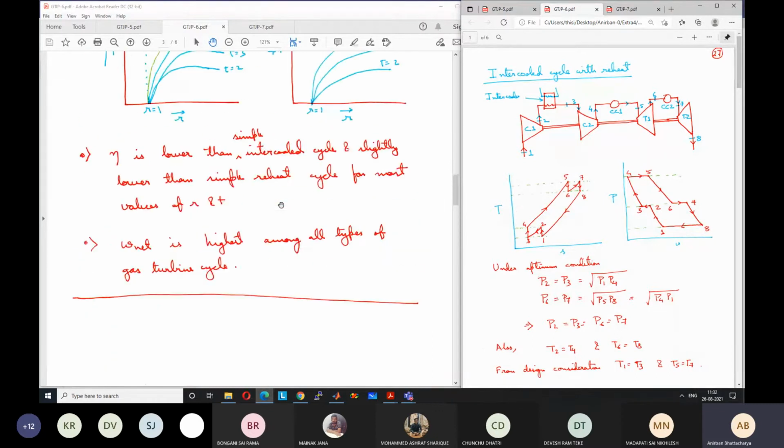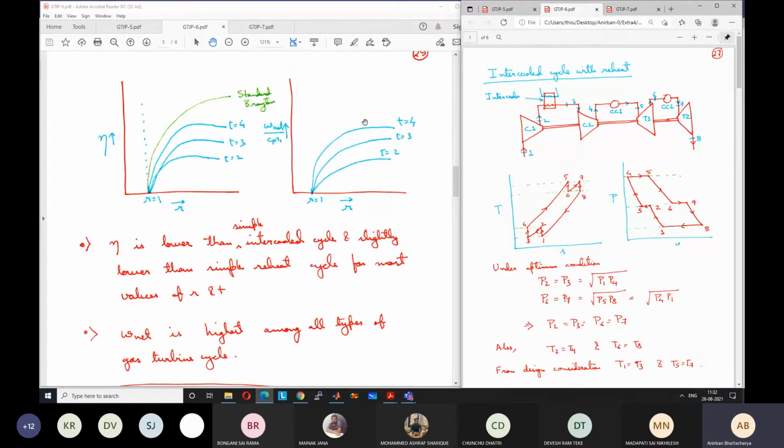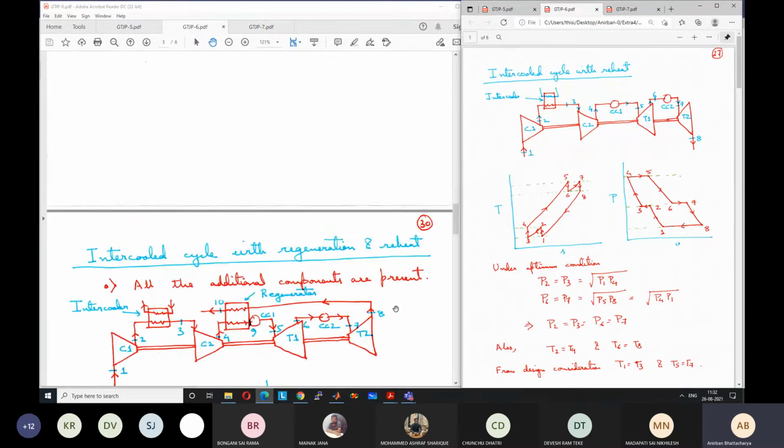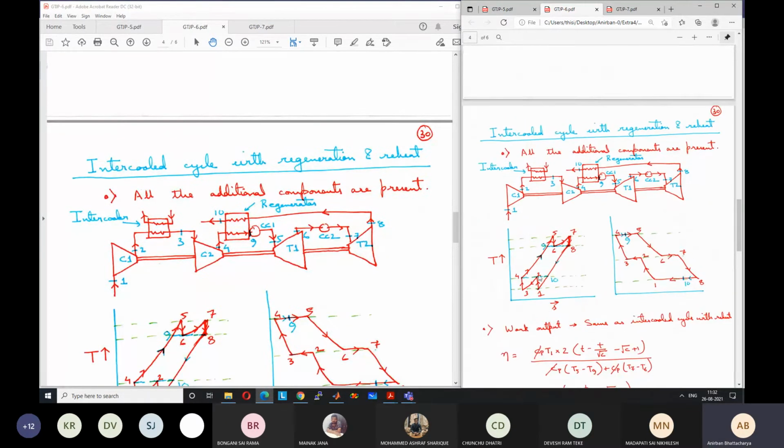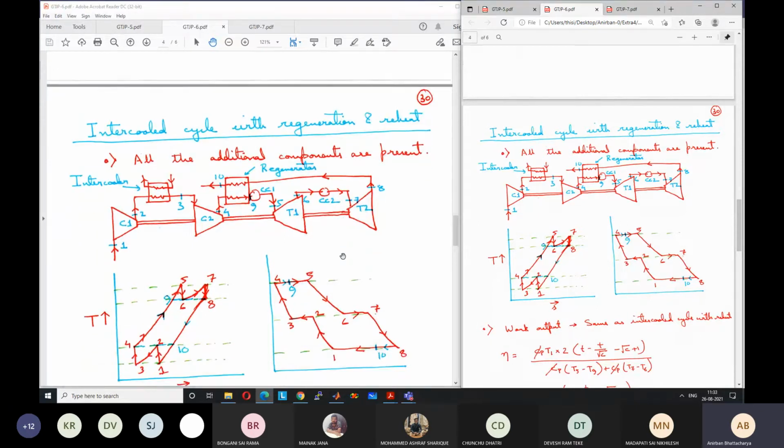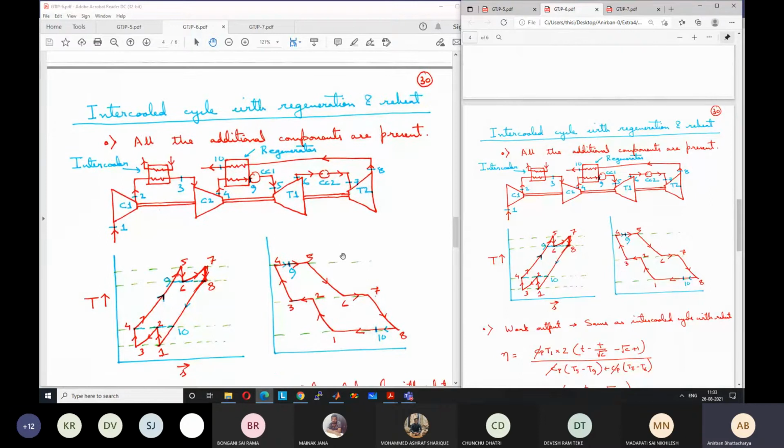And we expect that the efficiency will be higher. And obviously, we have seen that the work output is highest. So we'll see that numerically also by plotting in MATLAB. Again, all the processes remain similar to the intercooled cycle with reheating. The only change is that we have added a regeneration process, and we know how to add it. From the exhaust gases, the heat exchange occurs after the compression process. Always, regeneration is heat addition from the exhaust gases to the air after the compression process.